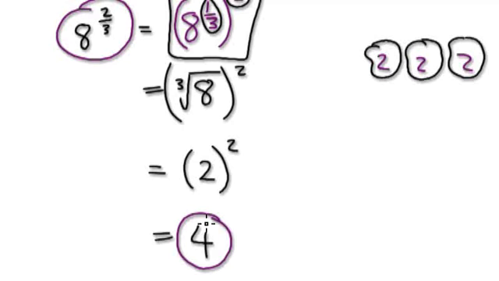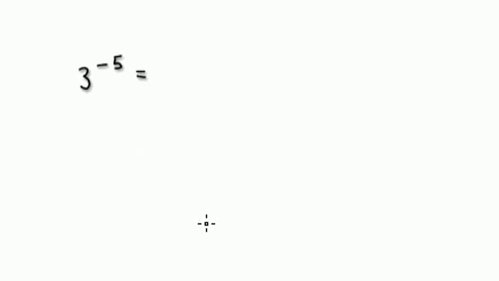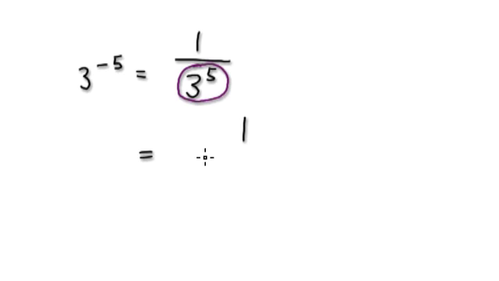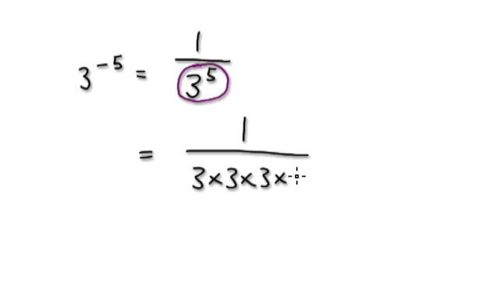Okay, let me give some more examples. This one here should be a walk in the park really. As soon as you see a minus in the power, jump to 1 over 3 to the power of 5. Okay, and then maybe try to evaluate this. So it would be this one. What this means is 3 times by itself 5 times.